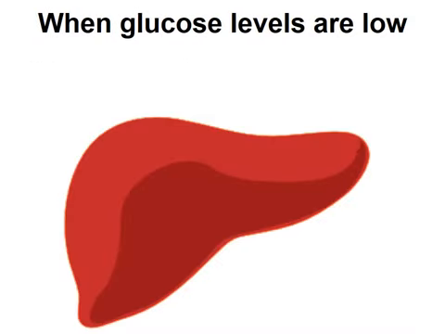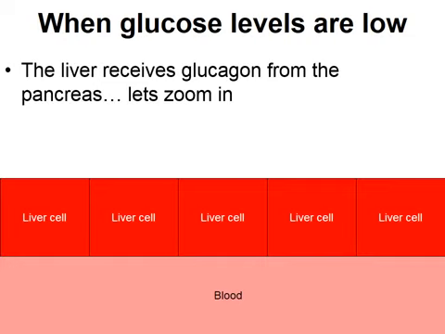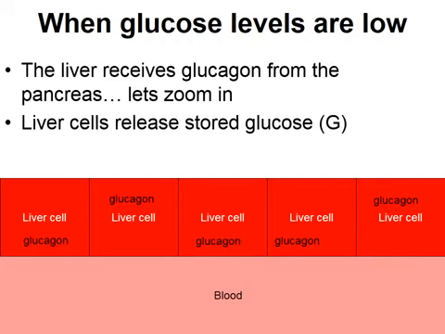What about the opposite, when glucose levels are too low? Well, here's a picture of our liver. And our liver will receive the hormone called glucagon, which comes from the pancreas. Let's zoom in to this liver here. Here's a few cells of the liver, and the cells are receiving glucagon, which came from the pancreas. These cells of the liver are going to respond by releasing stored amounts of glucose into the blood. That will bring the low level back up to normal. So glucagon brings levels up when they're too low. Insulin brings levels down when they're too high.